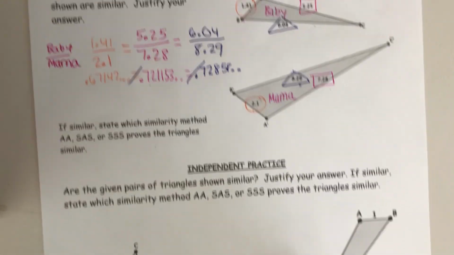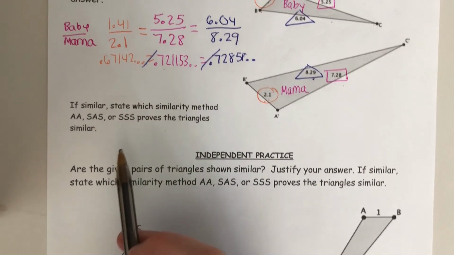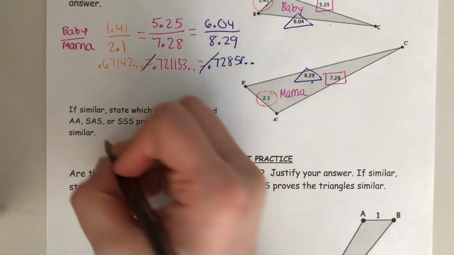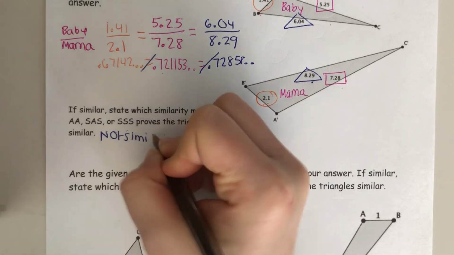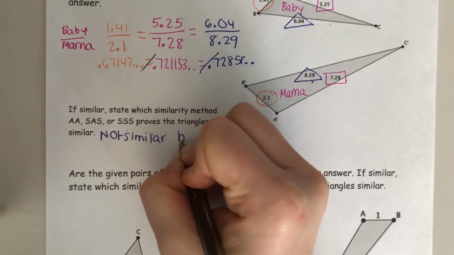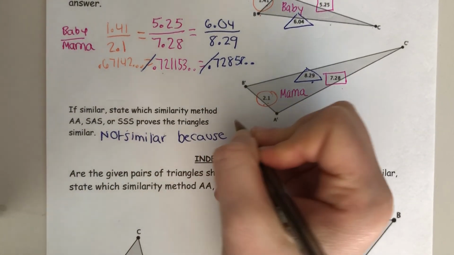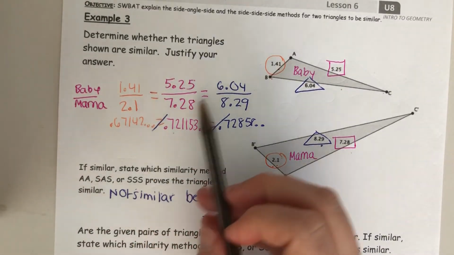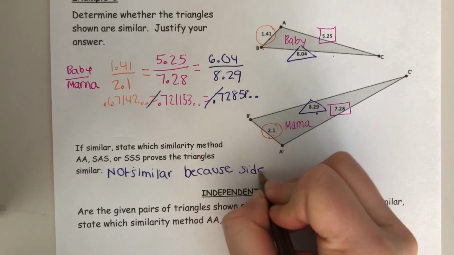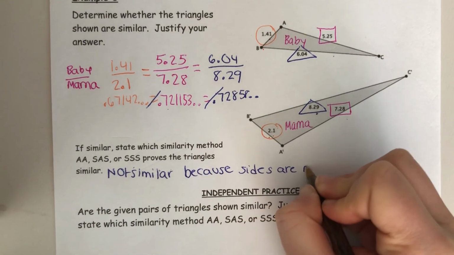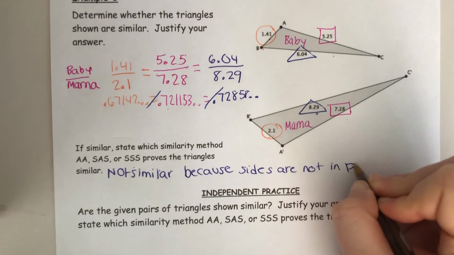So therefore, we can't say that the triangles are similar by side, side, side. So not similar. Because, from looking at the sides, we see that the sides are not in proportion.